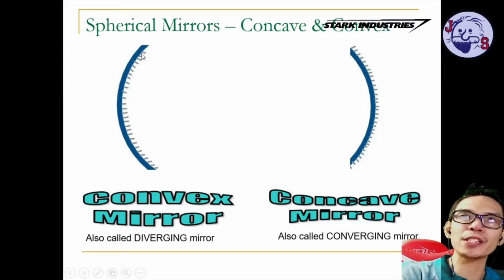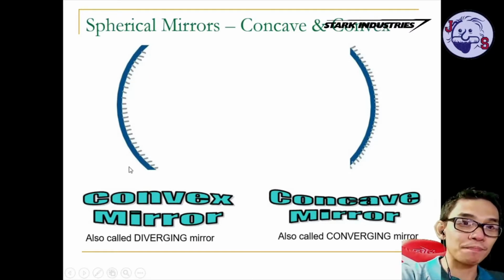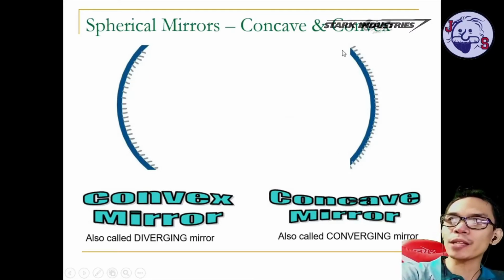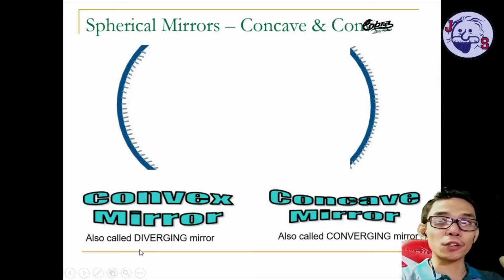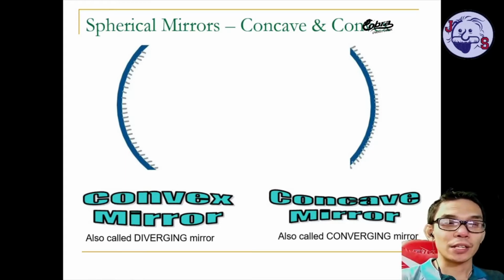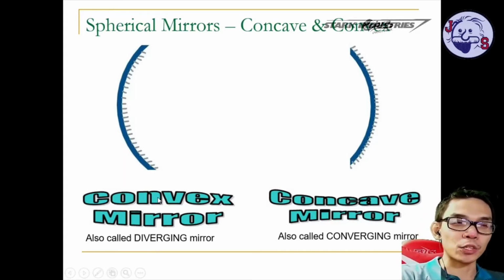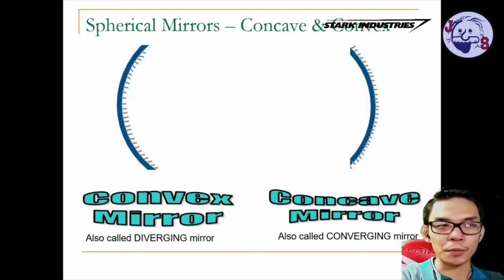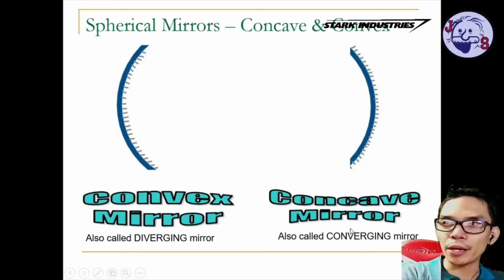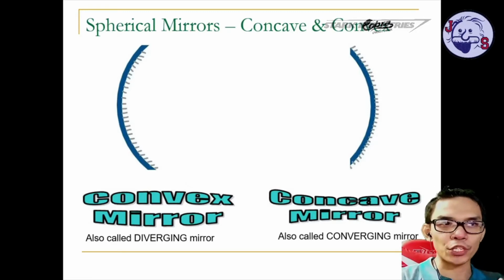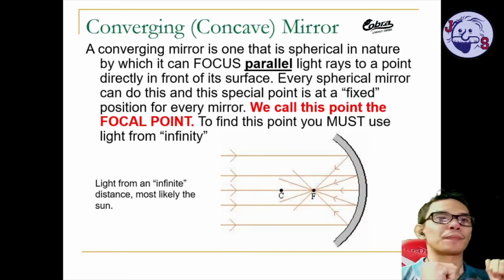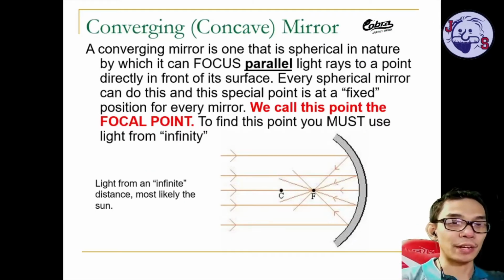The convex mirror is the one that is curved outside, and the concave one is curved inside. Convex mirrors are also known as diverging mirrors because they diverge light, and the concave one does the opposite. It converges light. How do they diverge and converge light? We will have that in the ray diagram later.